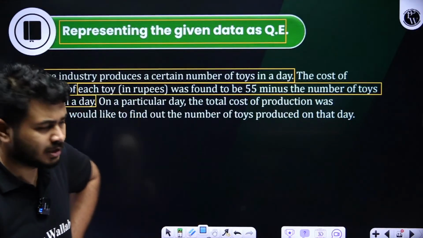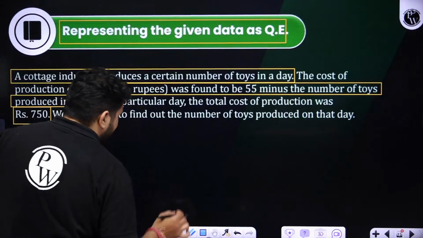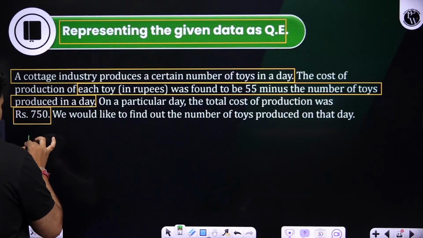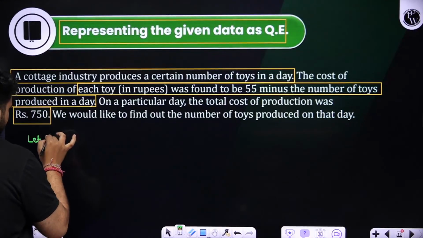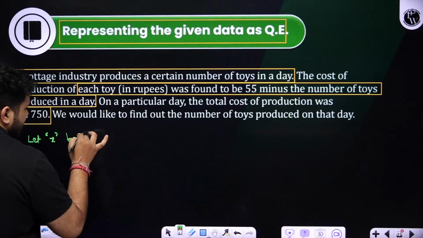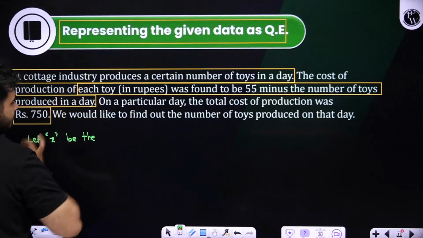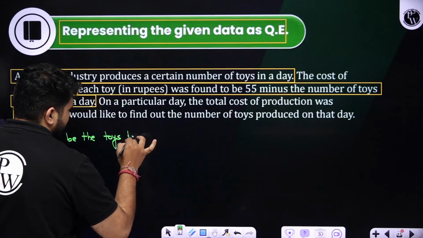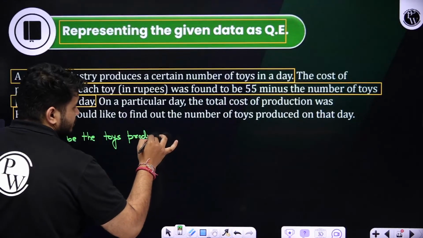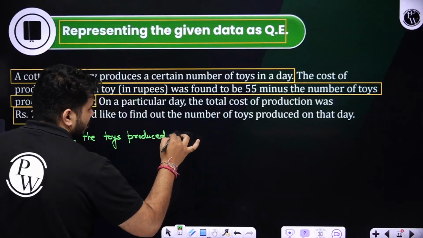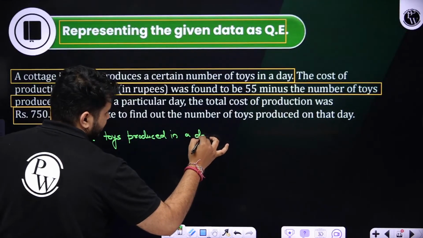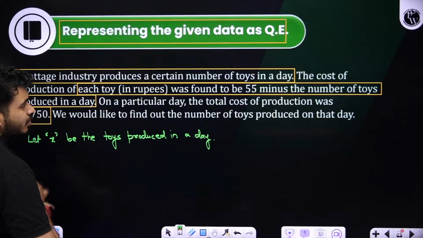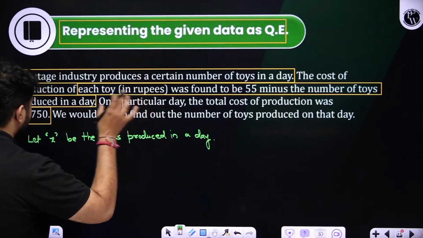Understood? Yes. So they are telling that a cottage industry produces a certain number of toys in a day. So let x be the toys produced or manufactured in a day. Correct? So next, the cost of production of each toy. Cost of production was produced in a day.